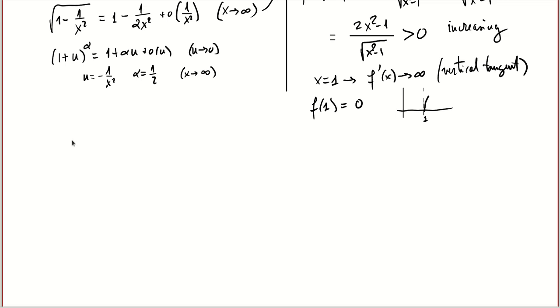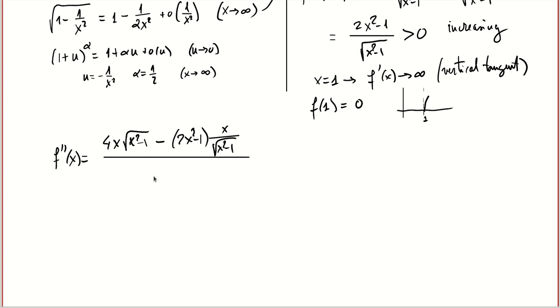All right. We could analyze the concavity and convexity, although it's easy to infer. But anyway, if you want to calculate the concavity, you can do that. You can take the derivative of this. That's a quotient. So that is 4x times the square root of x squared minus 1 minus 2x squared minus 1 times x over the square root of x squared minus 1, which is the derivative of this, and then divided by the square of the denominator, which is x squared minus 1.